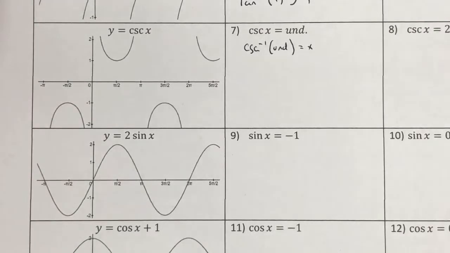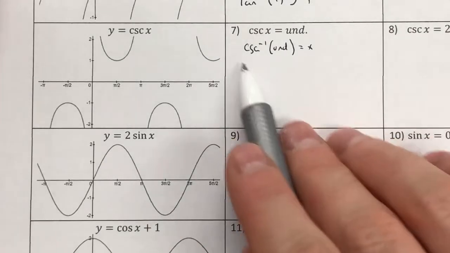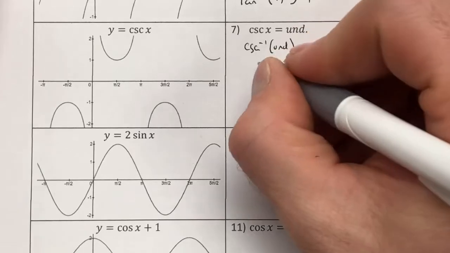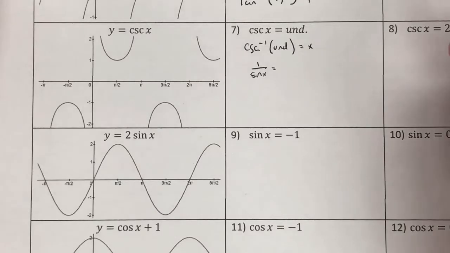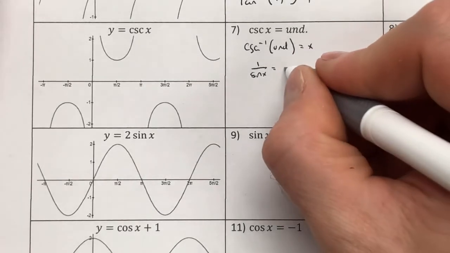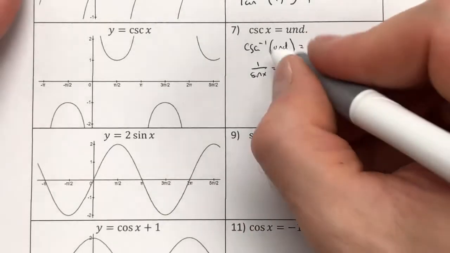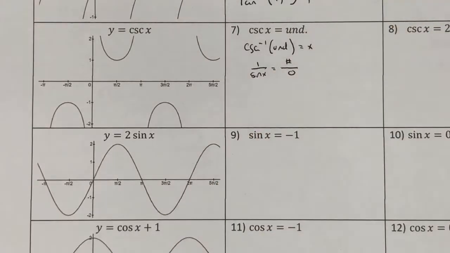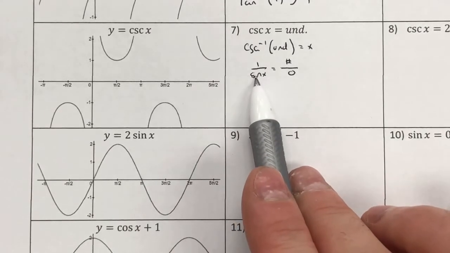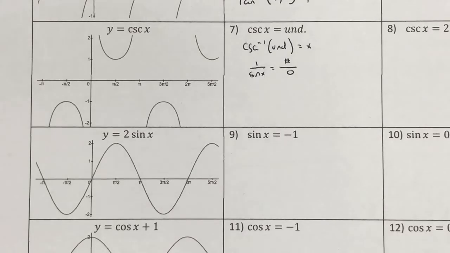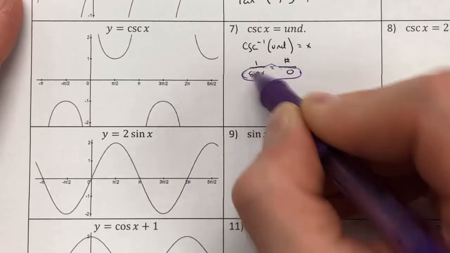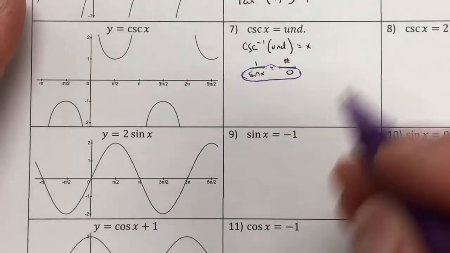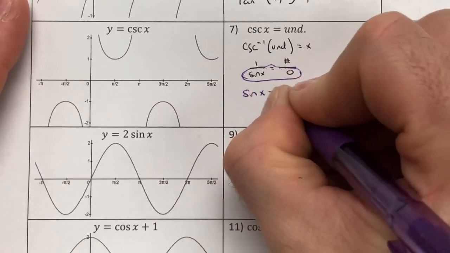But what I can do is rewrite cosecant in a version we might recognize. Well, how about instead of cosecant of x, I write 1 over the sine of x equals something undefined. And then I'm going to ask myself, well, what is an undefined number? An undefined number is some number divided by 0. Conveniently, I have some number divided by the sine. It doesn't really matter what the number is, so I can set it as any number, including the number 1. How about when is the sine of x equal to 0?